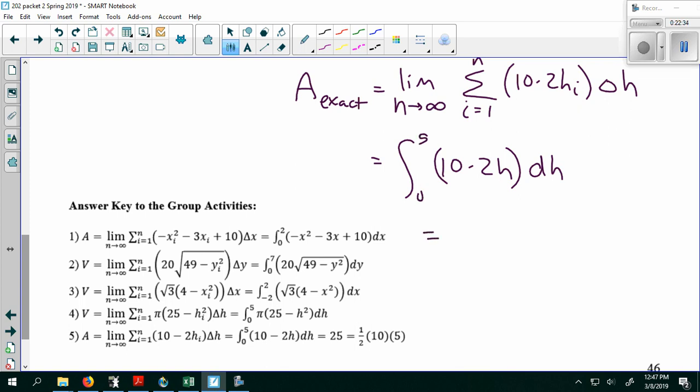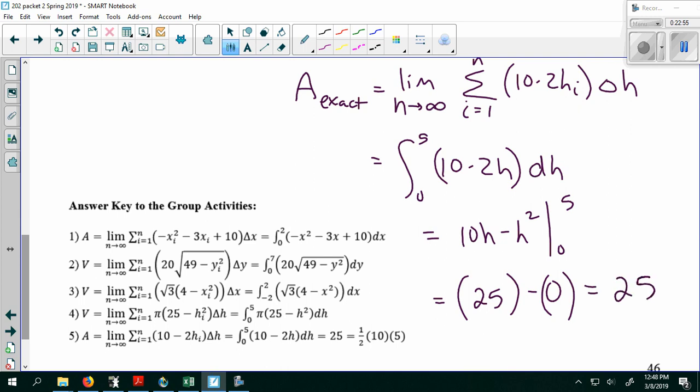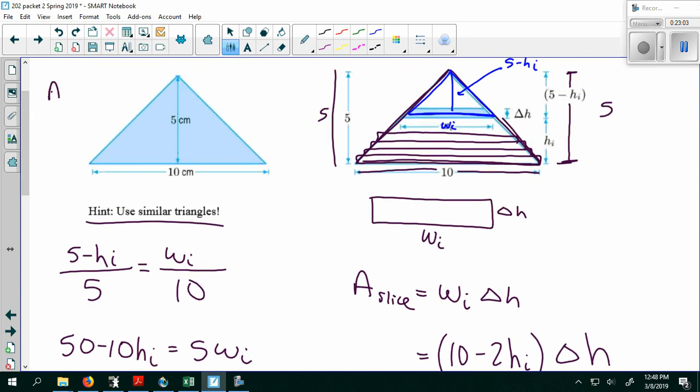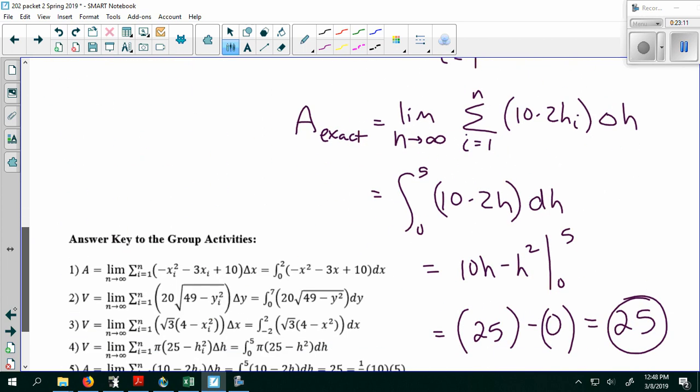All right, so let's evaluate this one just to make sure it agrees with our formula that we did earlier. The antiderivative is 10h minus h squared, evaluated from 0 to 5. Plug in 5 and you get 50 minus 25, which is 25. Plug in 0, you get 0. So the area should be 25. That is the area of this triangle. This should be 1/2 times 10 times 5, which is 25. So my slicing technique works.